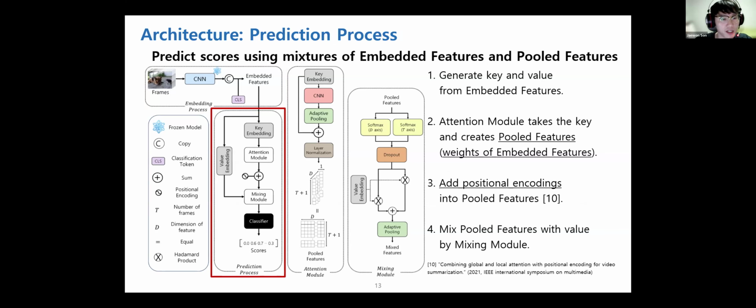First, we create key and value embedding like attention models. And then we input key embedding into the attention module to create pooled features. Pooled features are created by the CNN models, so they include key locations for summarization. These pooled features are mixed with value embedding in the mixing module. After the mixing module, the classifier predicts scores using these mixed features.